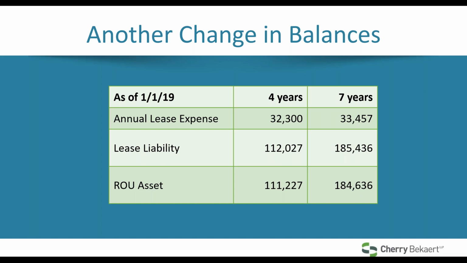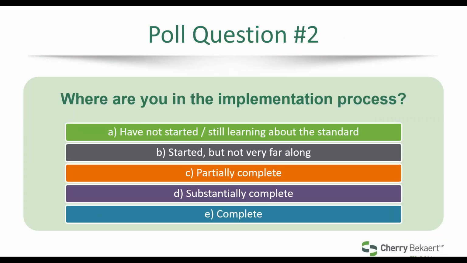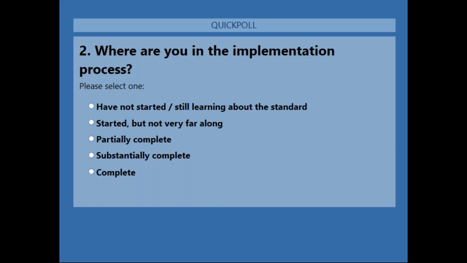All right. I've talked long enough. Let's let you guys do poll question number 2 here. And I'm just curious, where are you in the implementation process? Have you not started, because you're still learning about the standard and you're educating your folks on what this is going to take? Have you gone ahead and started the process, but maybe you're not very far along in it? You're just at the beginning stages, quantifying your leases, finding where they're all located. Maybe you've already started implementation and you're halfway through the process. Maybe you're almost done, or maybe you lucky few have actually finished your lease implementation process under 842.